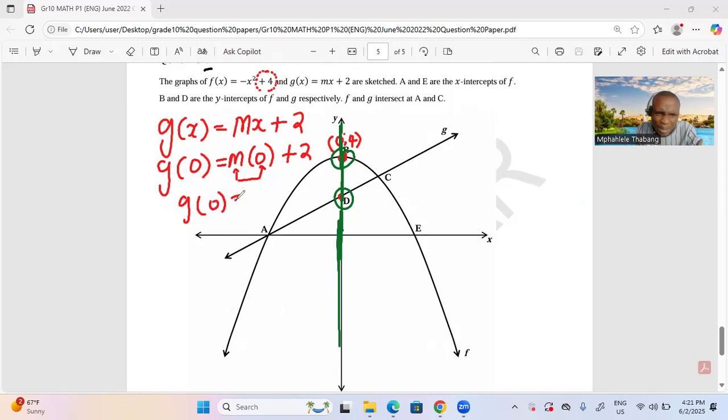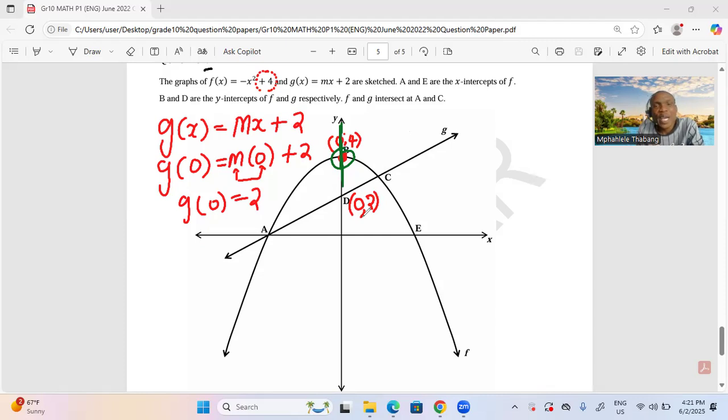The y-intercept is 2. So when you write the coordinates of D, you say, I know that at D, x is 0. Why do we say x is 0 at D? Because D is on the y-axis. Any point that is exactly on the y-axis is called the y-intercept of a certain function. In this case, D is the y-intercept of G, so its x value is 0, but its y value is 2, because we found that y-intercept. So D is (0, 2).